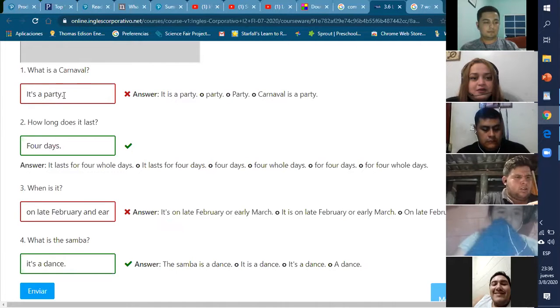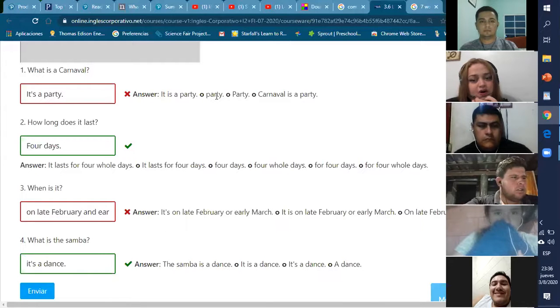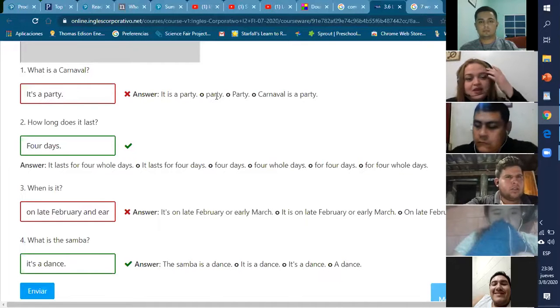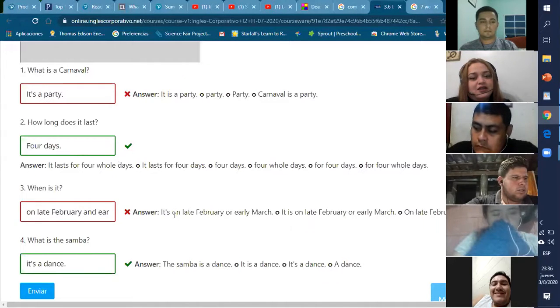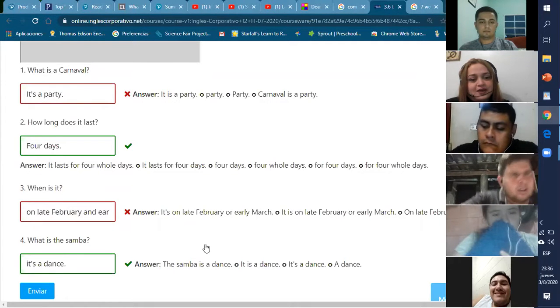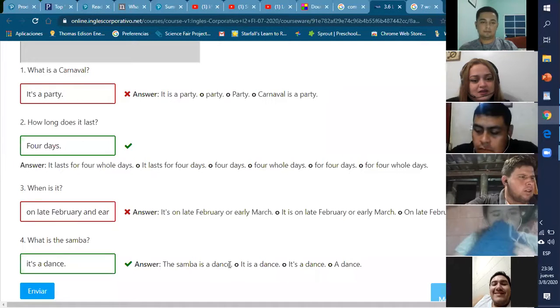So here you have to say it is a party. You cannot use a contraction. It is a party or just party. Okay. Number two, 4 days, period. It's on late February or early March. Okay. And four, the samba is a dance. It is a dance. Oh, look, you have to write capital letters.